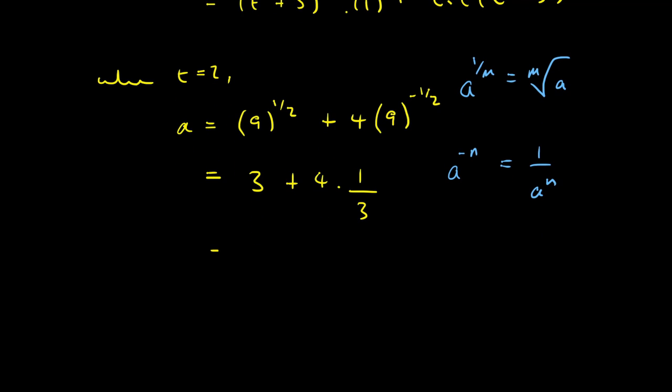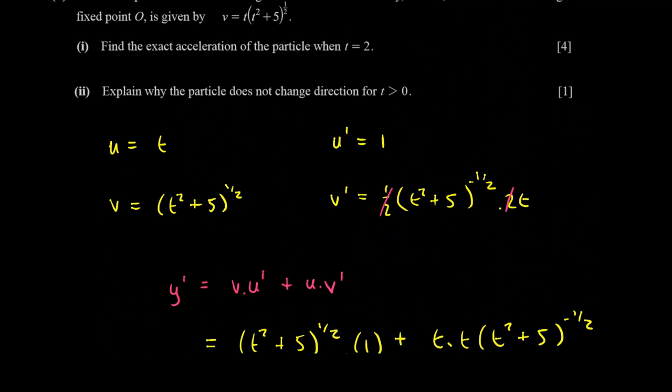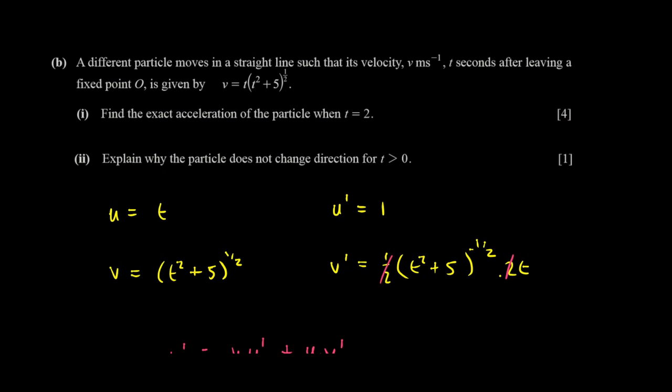Okay, so if I do that, I'm going to get 3 plus 4 thirds. Well, 3 is the same thing as 9 thirds. So I've got 9 thirds plus 4 thirds, and that is equal to 13 thirds. Okay, so 13 thirds meters per second squared, I think, should be our answer. Okay, part 2, I want to explain why the particle does not change direction.